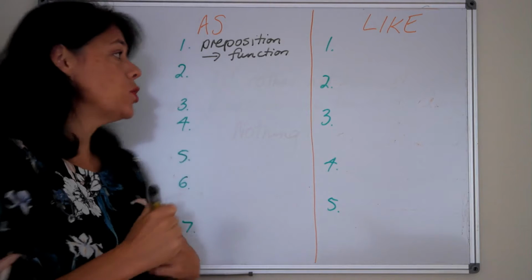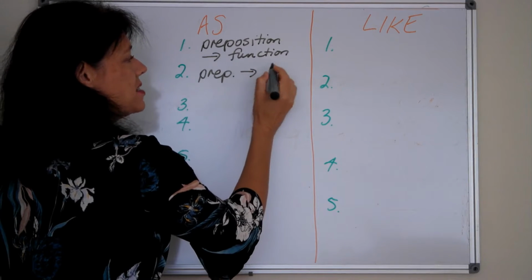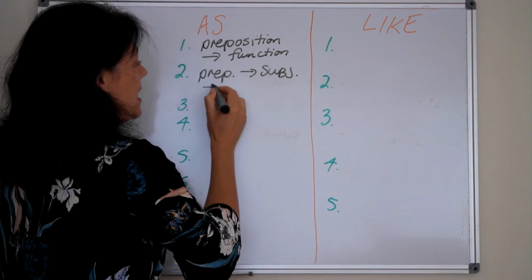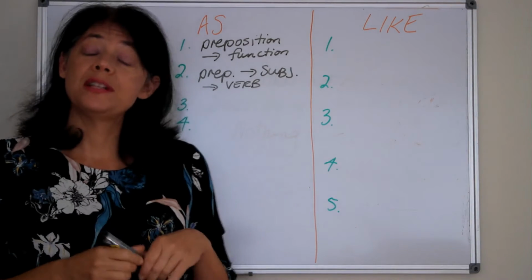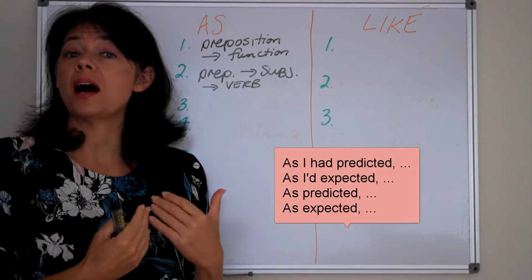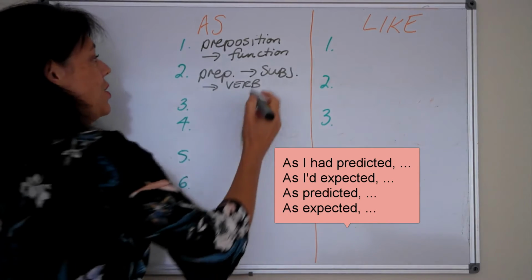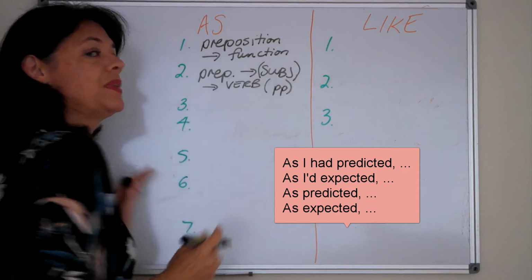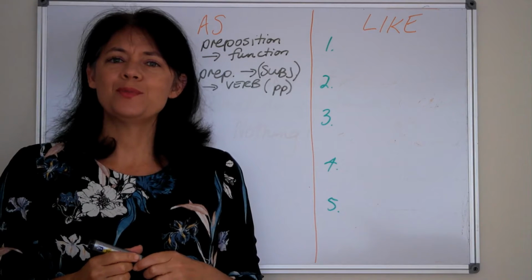The next one is also as a preposition. Let me just write prep here. But this time you follow by a subject noun and then a verb. For example, as I had predicted, as I expected. You can also remove the subject and make the verb past participle. As expected, as predicted.